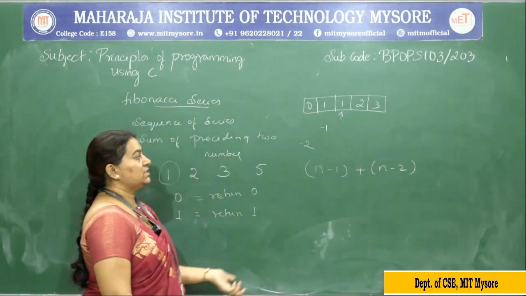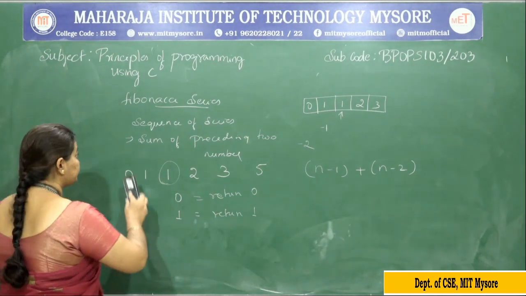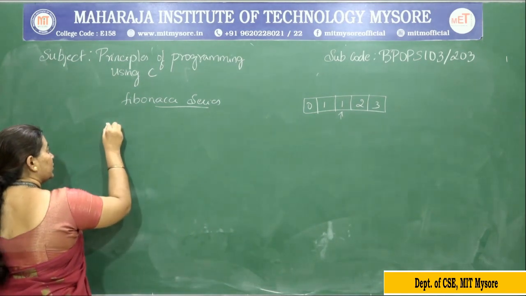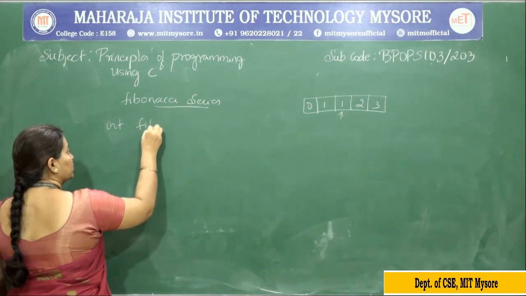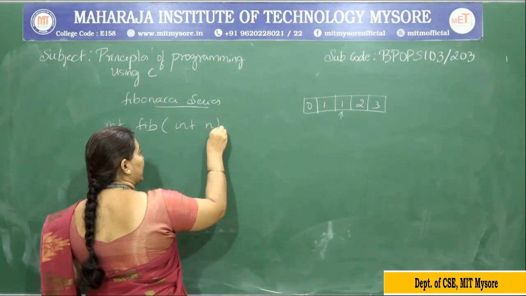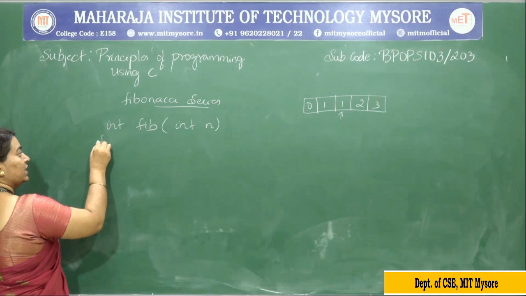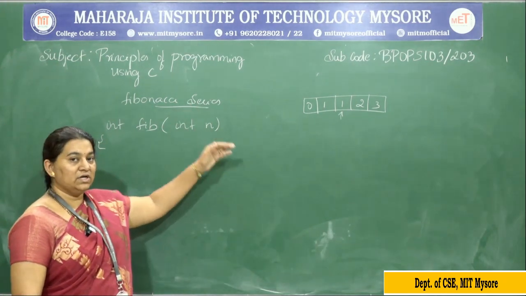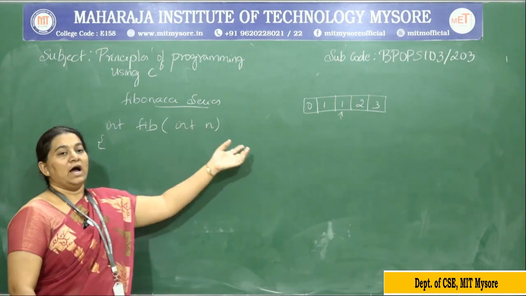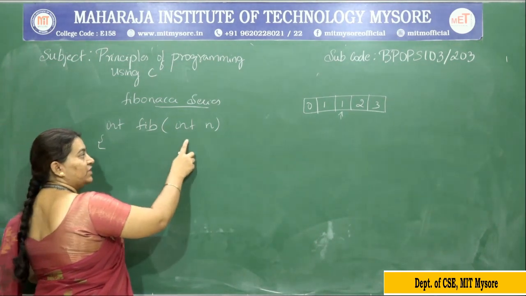Now I will write this in a recursive function. So how to write this in a recursive function? I have to use one function to do this. I'll use fib, where I am going to send a number to it. So I will take n here, which is the number. I am not explaining it from the declaration part, I am just going to write the function. So int fib of int n.